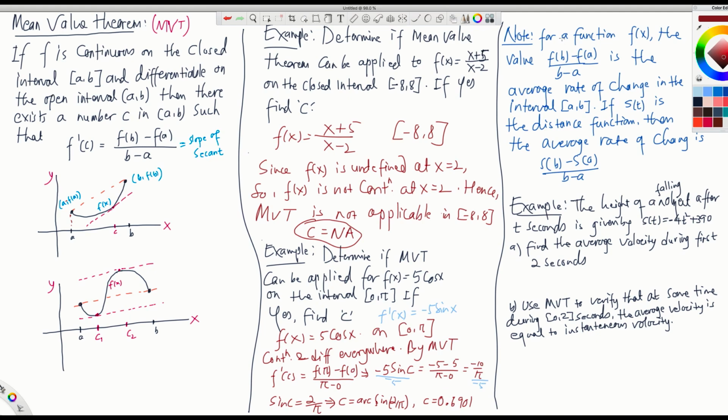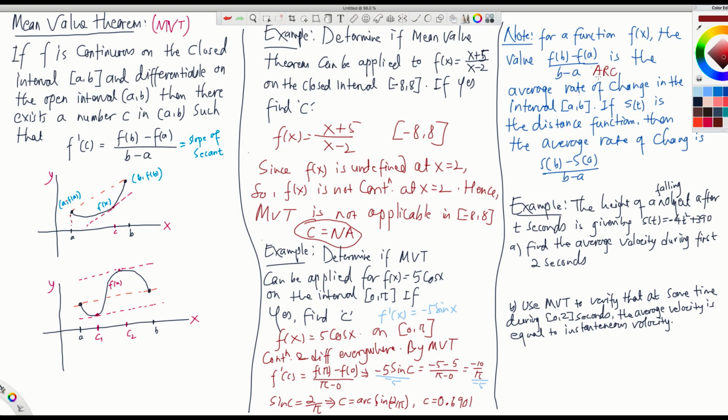Okay, let's talk about a note here. For a function f(x), the value (f(b) minus f(a)) over (b minus a) is the average rate of change. This is also called the average rate of change in the interval [a, b].